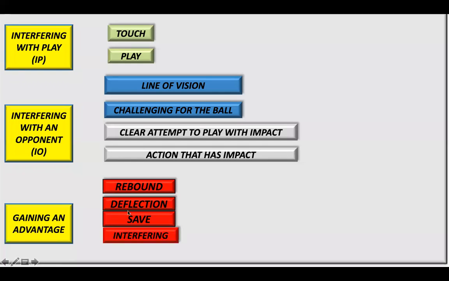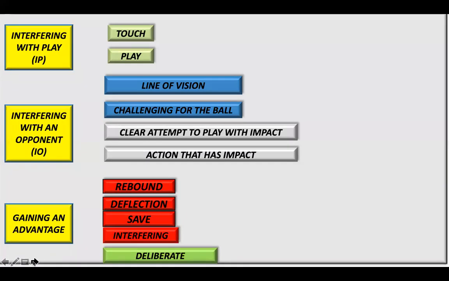And then the last one is interfering with the opponent. But again, it's different from the previous one because now we're looking at interfering because of the previous three things. Was there a rebound, a deflection, or a save, and then they received the ball, or they did some sort of interference. So that's what we're looking at. And lastly, it's deliberate. This time it's actually green because it means it's not offside.